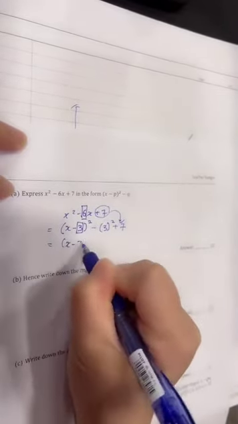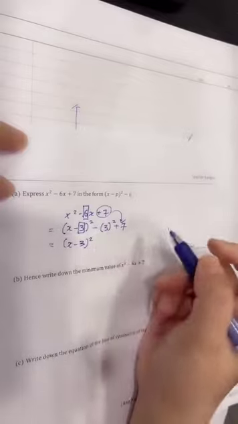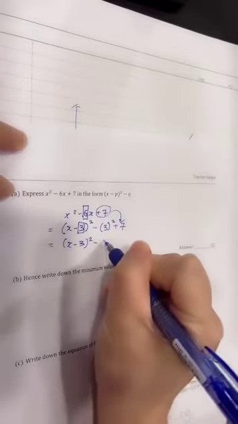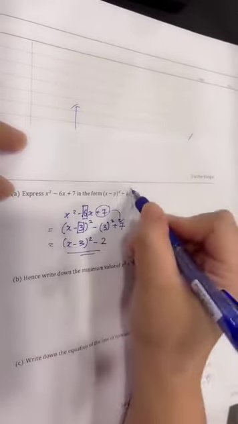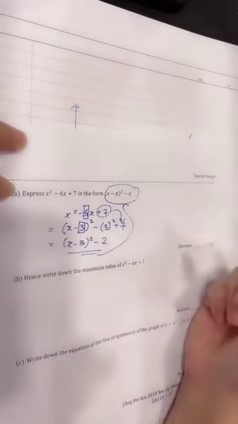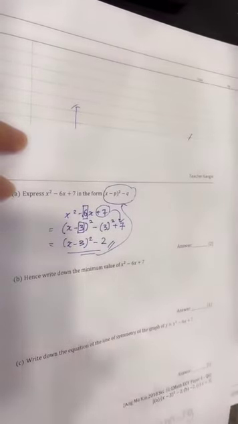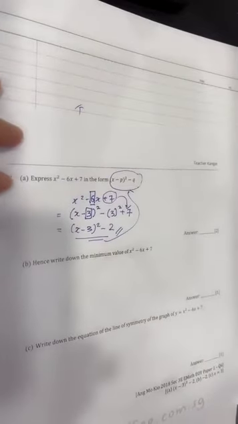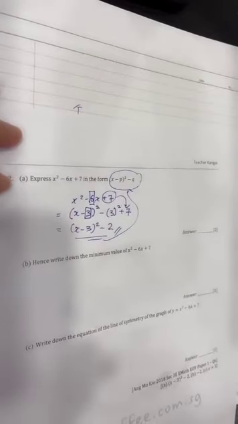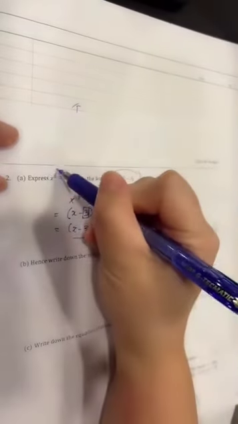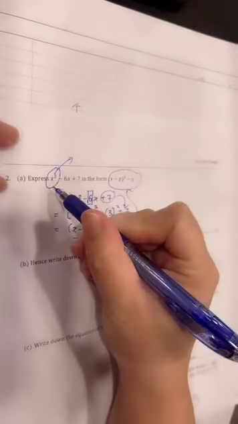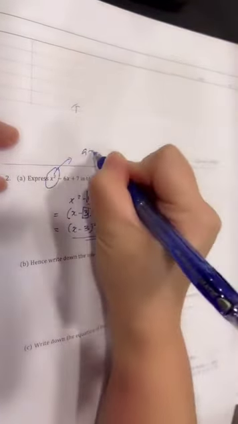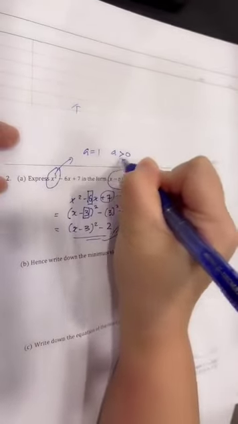So it will be x minus 3 square. Minus 9 plus 7 will be minus 2. So, we have already formed it in this form. So this is the answer. Next, they ask for, hence find the minimum value. So, is it maximum value or minimum value? You ask yourself, look at this. The coefficient of x squared is 1, right? a is 1, whereby a is more than 0.